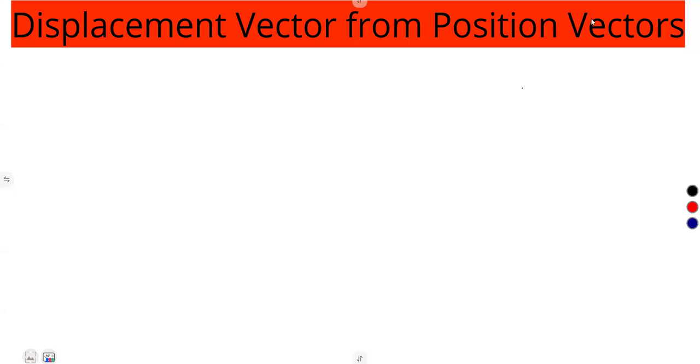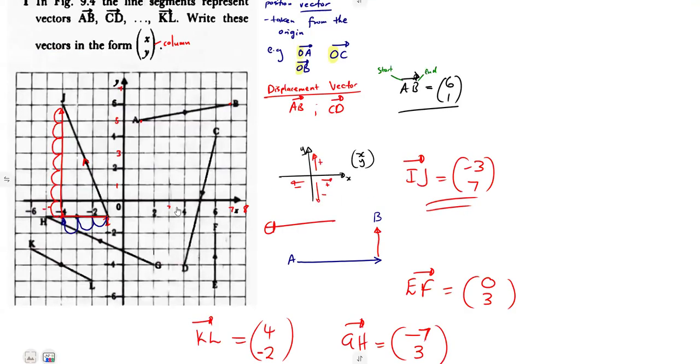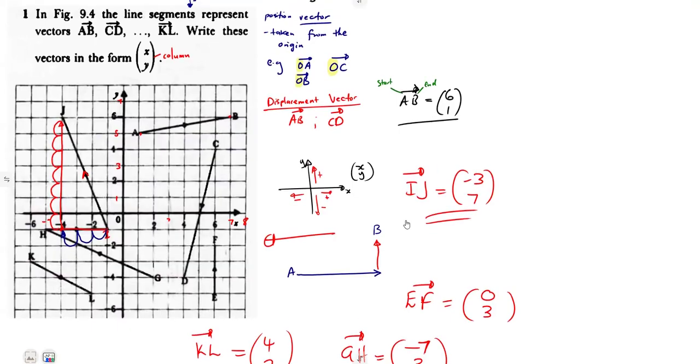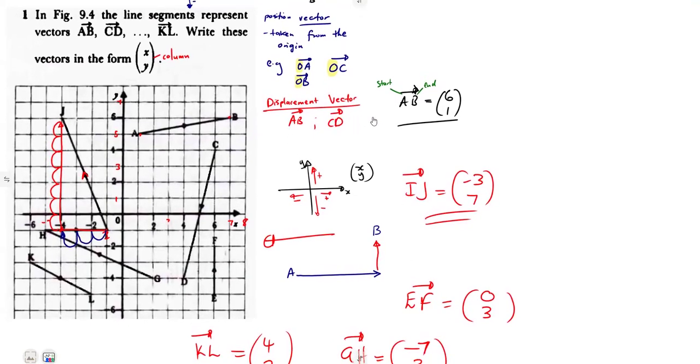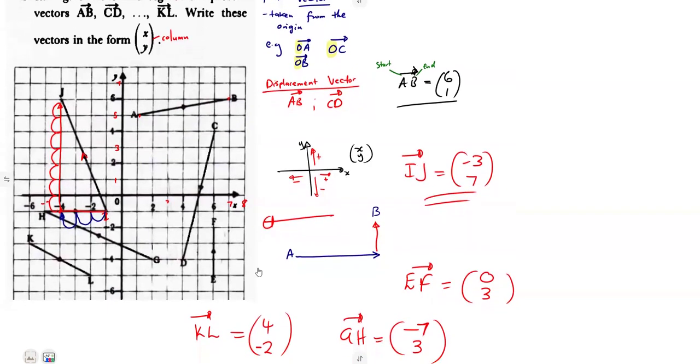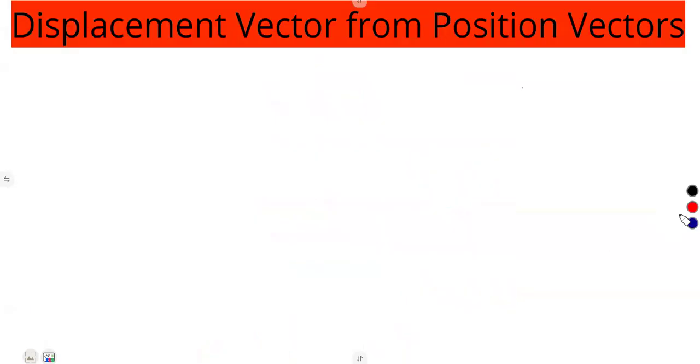So in this case, we are going to continue with our displacement vectors. As per calculation, we managed to work out different vectors that we can be given from a Cartesian plane as we had before. Remember our displacement vectors. But in this case, we want to determine or calculate these displacement vectors from position vectors.